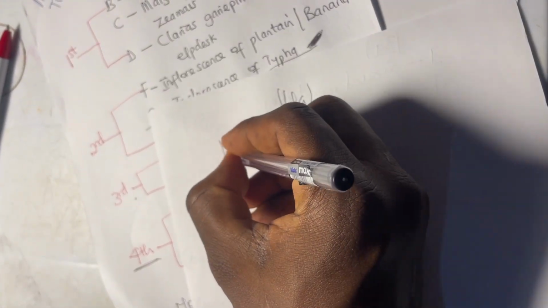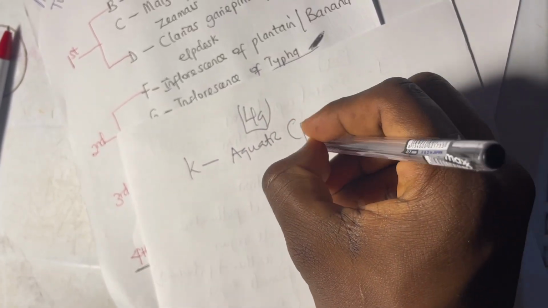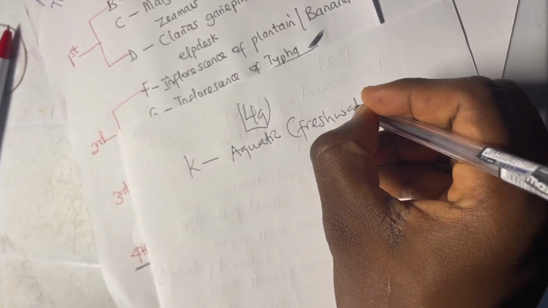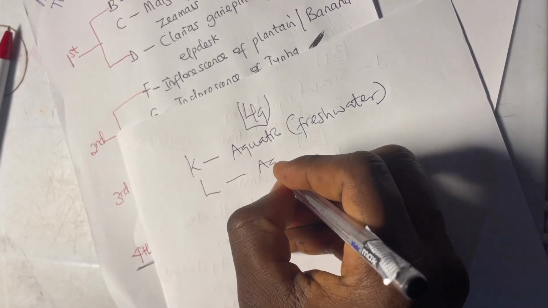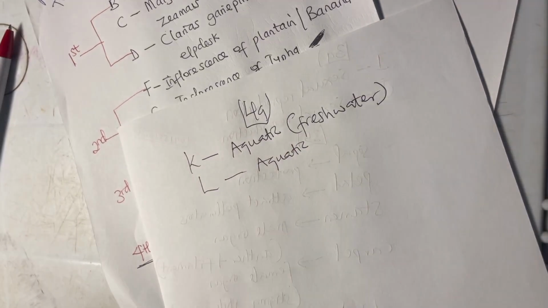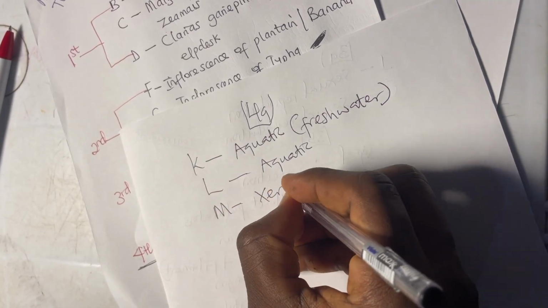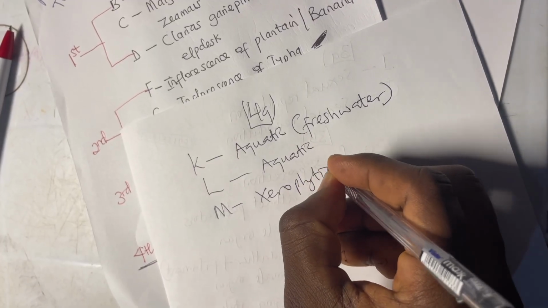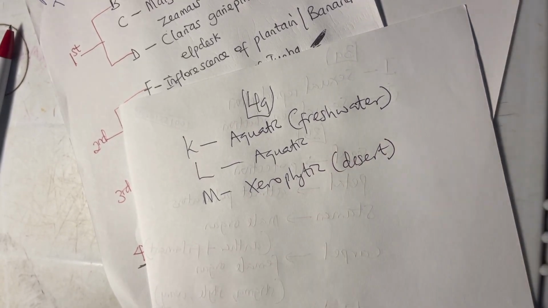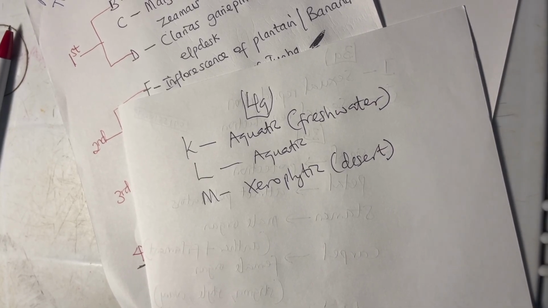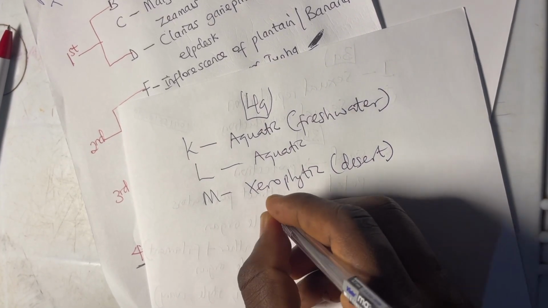So K is aquatic habitat, that is fresh water. What about L? L is also aquatic. And then what about M? Specimen M is xerophyte, or xerophytic, and that's desert.